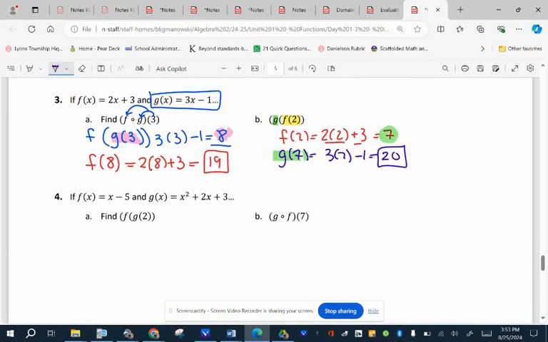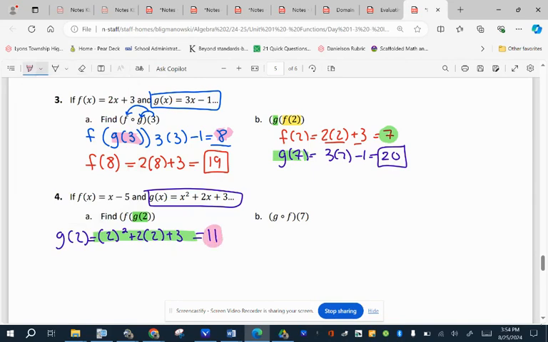Let's do a couple more with some more complicated equations. So again, always work from the inside out. So I'm going to do g of 2 first. So the first thing I'm going to do is take g and put 2 in everywhere where I see an x. And so g of 2 would equal 4 plus 4 is 8 plus 3 is 11. Now I'm going to take that 11 and I'm going to put it into f. So I'm going to do f of 11, which means I'm going to do 11 minus 5. So that means my final answer is 6.